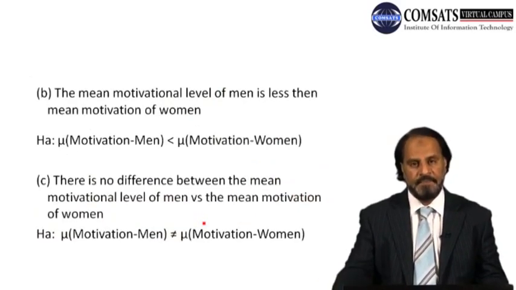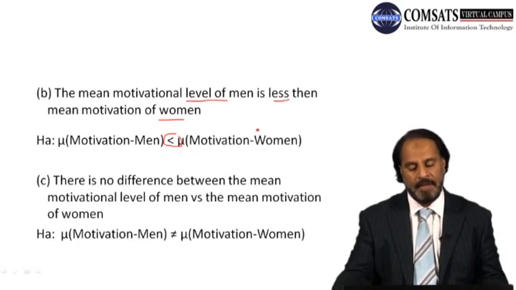Another way of writing the same hypothesis statement, which again depends on the prior literature we had, is we can say the mean motivation level of men is less than the mean motivation of women. Now, if the literature supports this, then we say that the mean motivation level of men is less than the mean motivation of women. Again, that all depends on the literature you had already reviewed and studied. If the literature supports this, then this is the way you are going to say it. But nevertheless, this is also a directional way of writing your hypothesis statement.